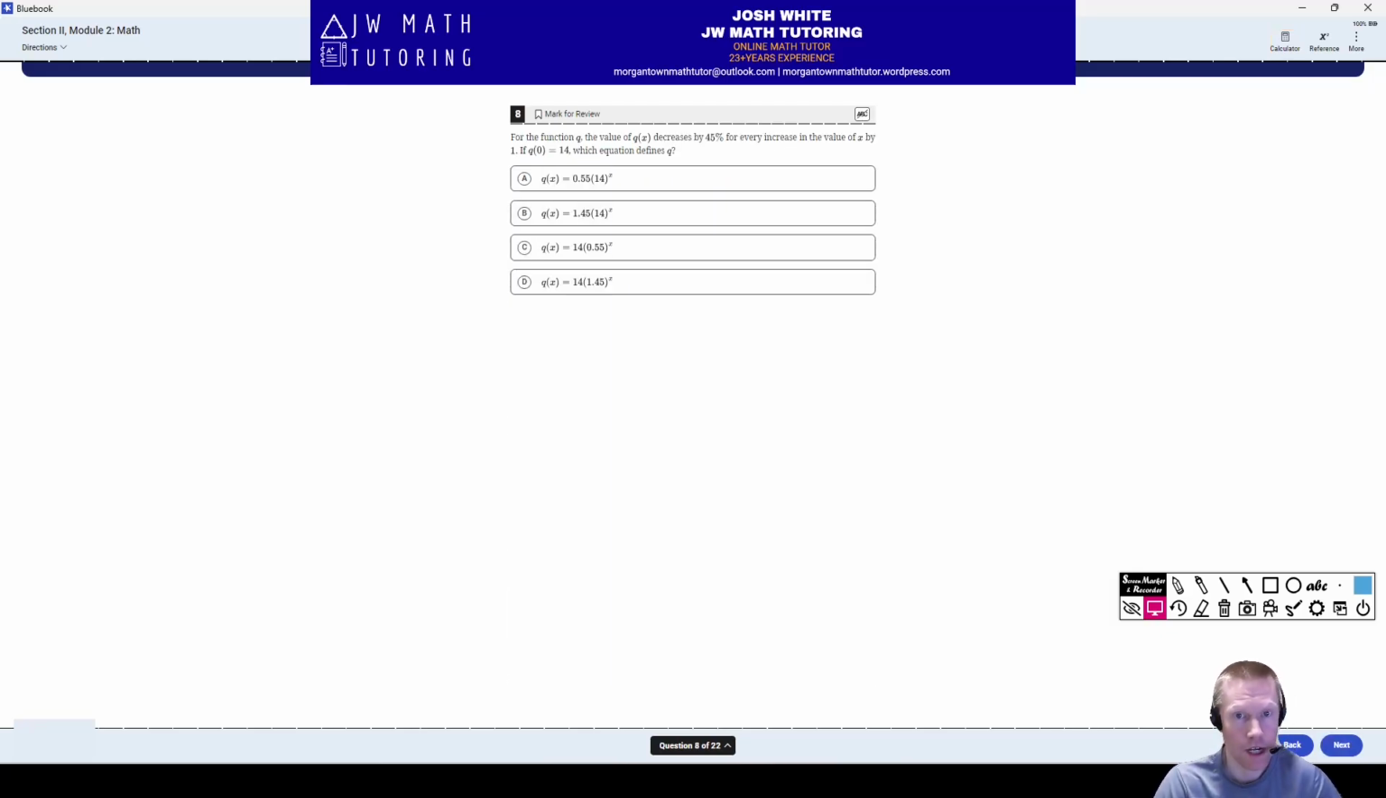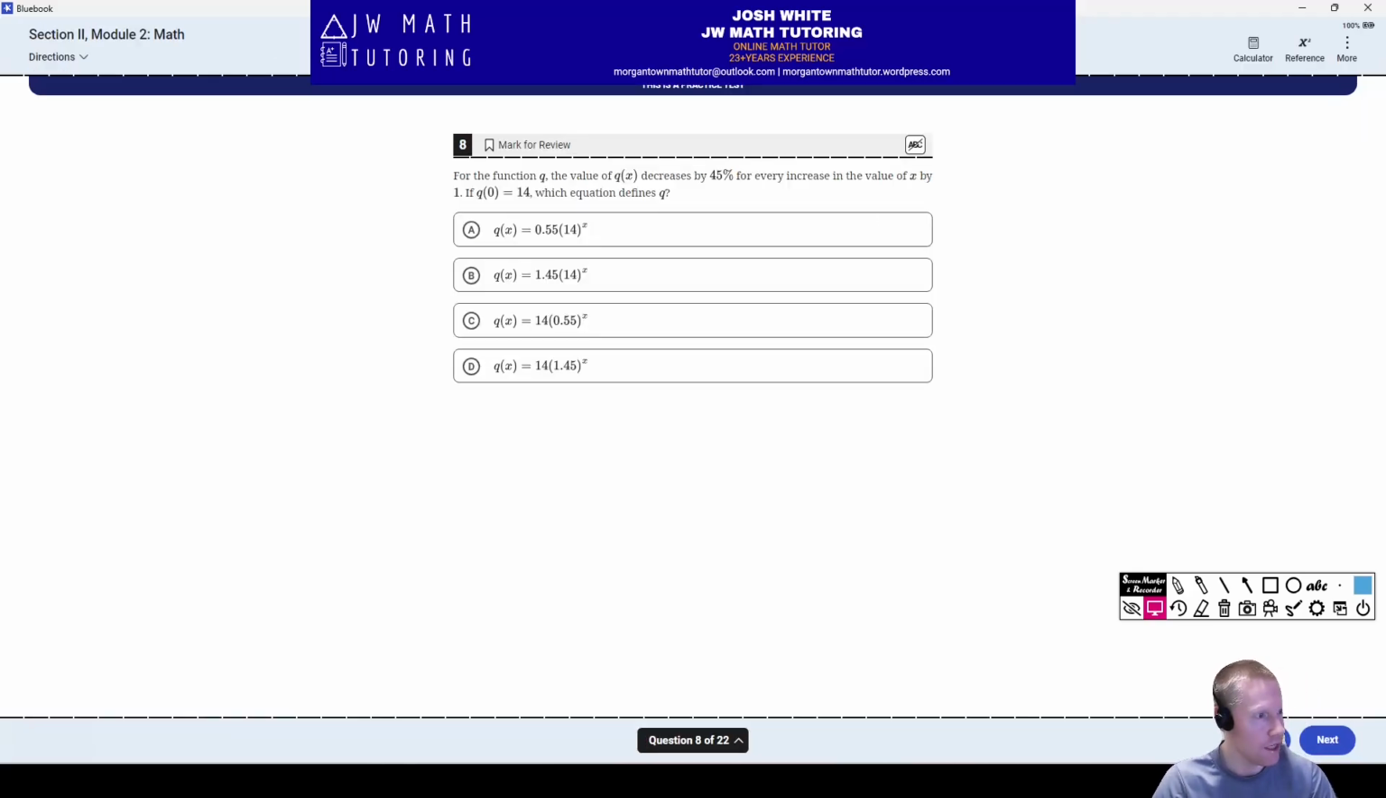Next up, we have question number 8, an exponential function. So actually, let me go back to the standard zoom view here. By the way, control plus 0 if you need to get back to the default zoom level.